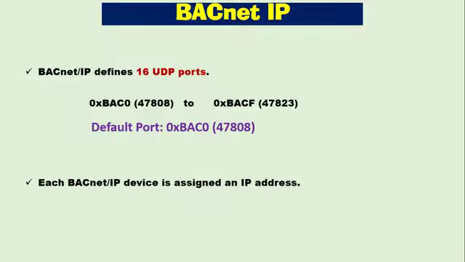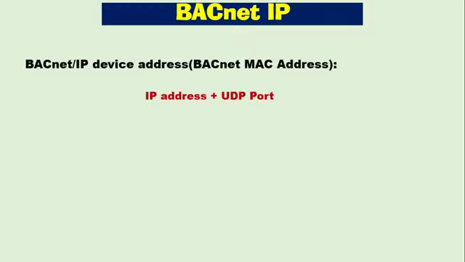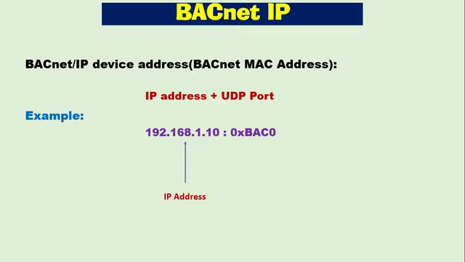Apart from UDP, each BACnet IP device is also assigned an IP address. The BACnet standard uses the concept of MAC address to identify the devices on the network. For BACnet IP, the MAC address is defined as a combination of IP address and the UDP port. It is also known as the BACnet device address. For example, here is a BACnet IP device address, where this part is an IP address while this is a UDP port. So the combination of IP address and the UDP port is known as the BACnet IP MAC address or the BACnet IP device address.